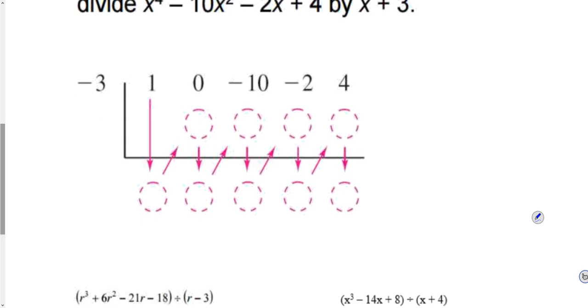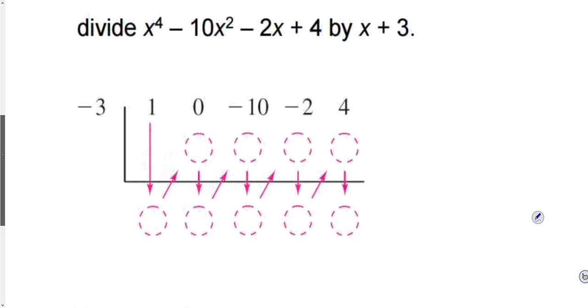So this is the generic pattern that you follow. The first one always drops down. So that 1 comes here. And then we multiply it with the negative 3, and that answer goes here. And then we combine, so that gives me negative 3. So this entire process, the first step is drop the first number down, then it's multiply, combine the rest of the way. So now we need to multiply.